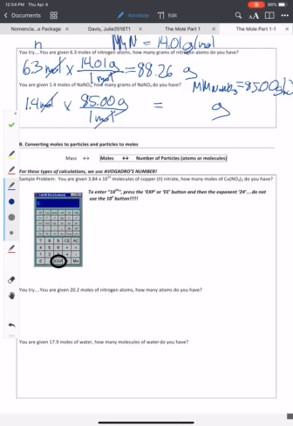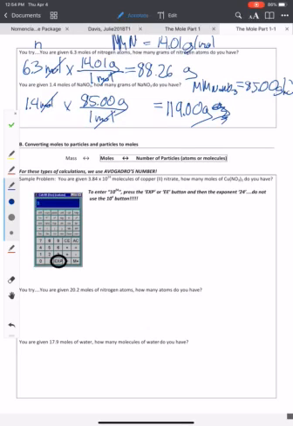And again, I encourage you guys, cancel your units. It's a way of double checking your work, so you know in the end you've got the right unit, you must have done the right calculation. So we have 1.4 times 85, which works out to 119 grams. Oops, I wrote grams twice. There we go. And that's it.